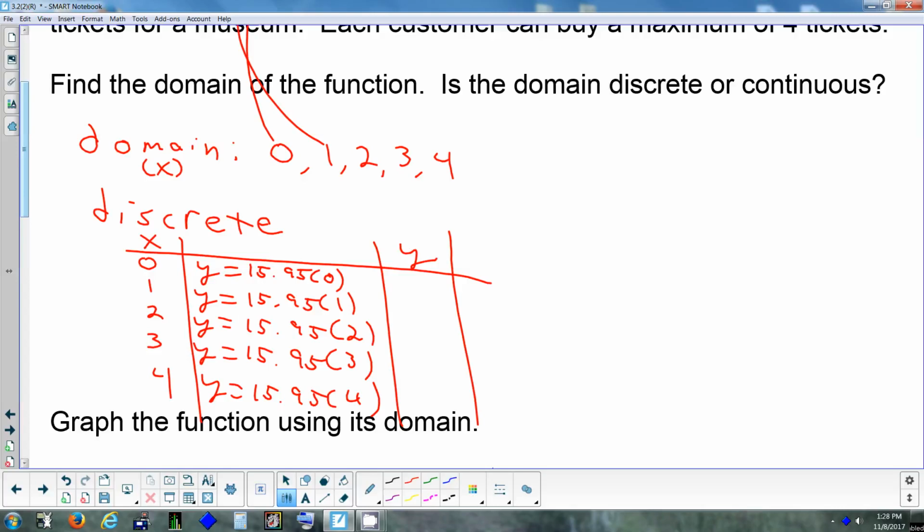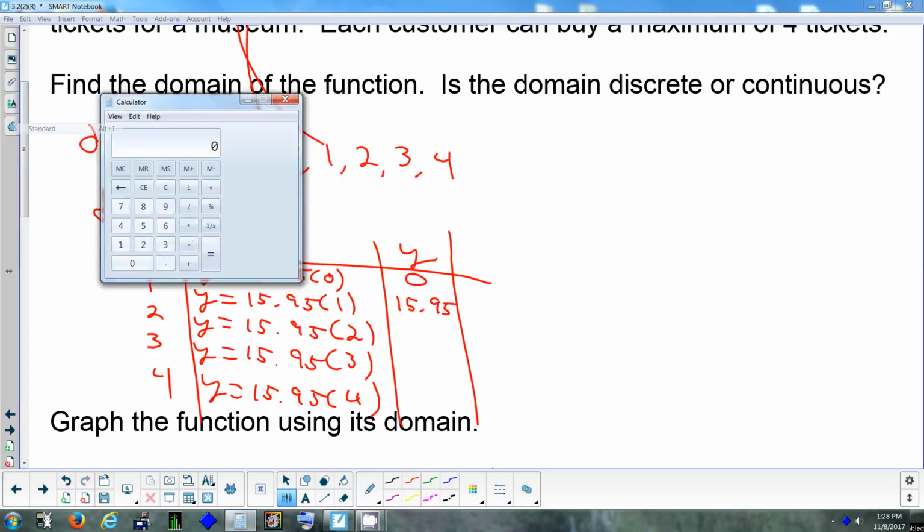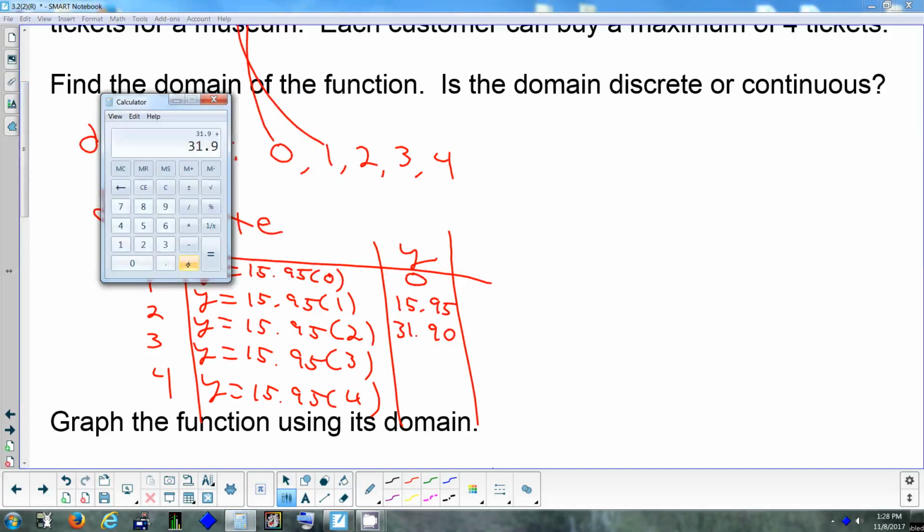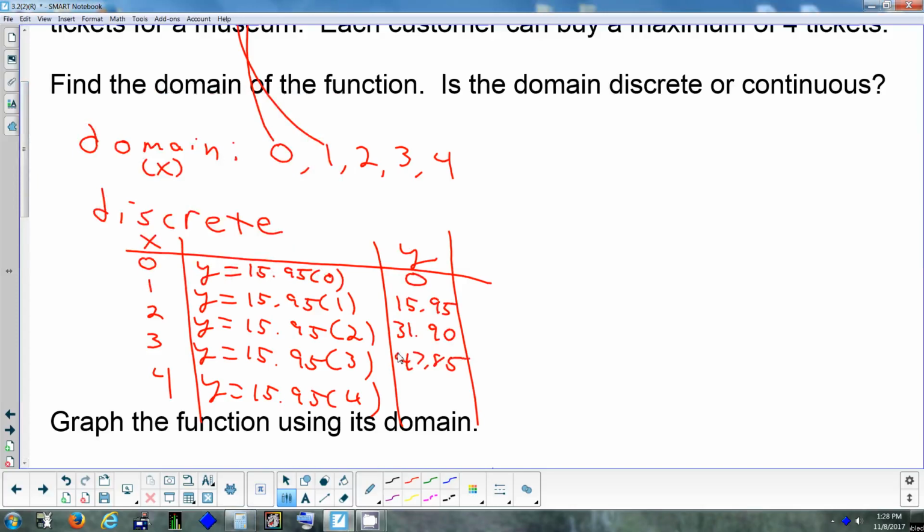So the first one's not bad. What's 15.95 times 0? 0. That means if you buy 0 tickets, it will cost you $0. What if you buy 1 ticket? 15.95. All we're doing is multiplying. If you buy 2 tickets, 31.90. If you buy 3 tickets, just add another ticket. 47.85. Yep, you got the last ones.